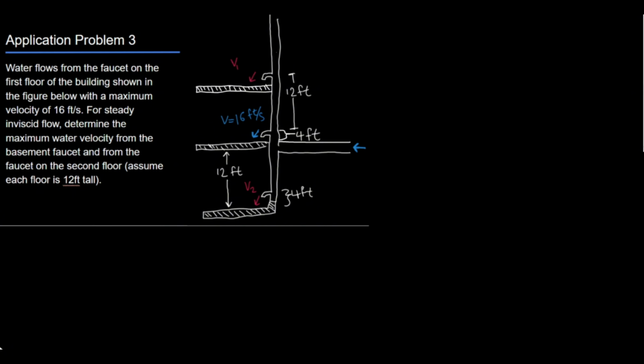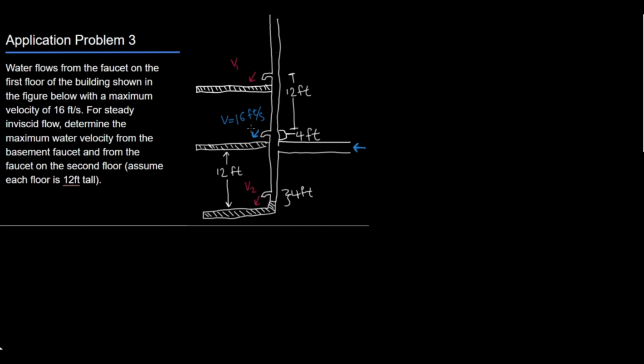So, the first floor faucet is this guy over here. The second floor faucet is here labeled V1 in red. And then the basement faucet is here labeled V2 in the very bottom in red. We have a few dimensions given. Here, the shaded in regions are solid. The not shaded in regions are representing pipe with water flowing through them. And we're going to use the Bernoulli equation to resolve this.